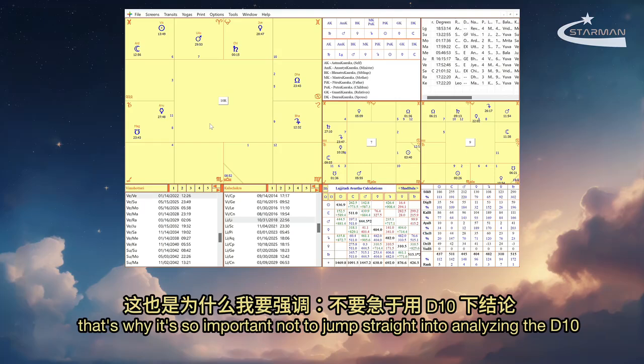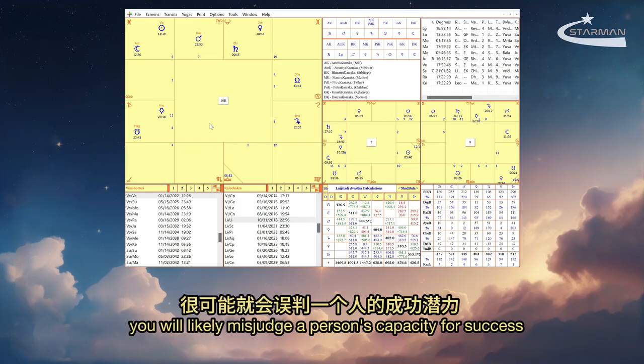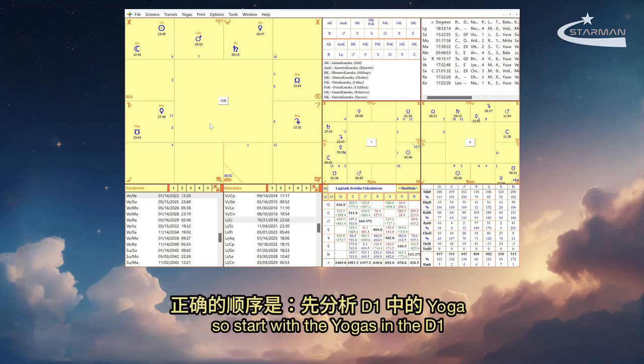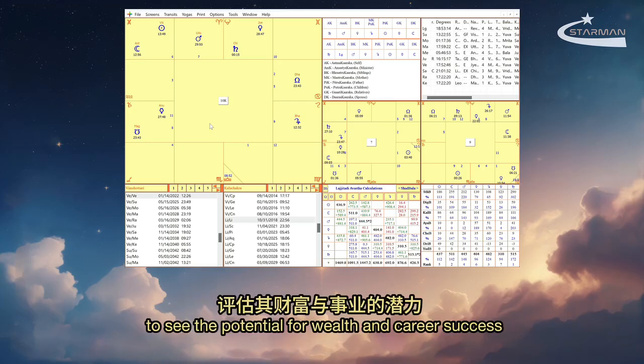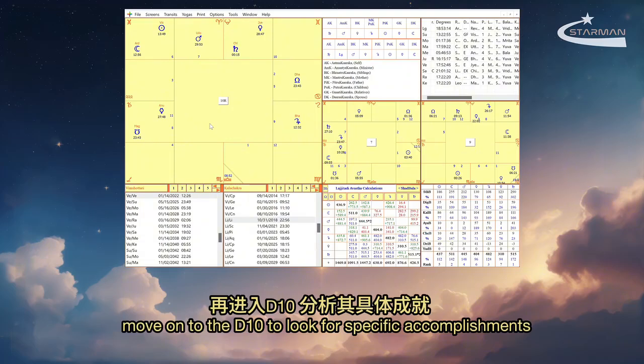That's why it's so important not to jump straight into analyzing the D10. If you overlook the yogas in the D1 and go straight to the D10, you will likely misjudge a person's capacity for success. So start with the yogas in the D1 to see the potential for wealth and career success. And once that's clear, move on to the D10 to look for specific accomplishments.